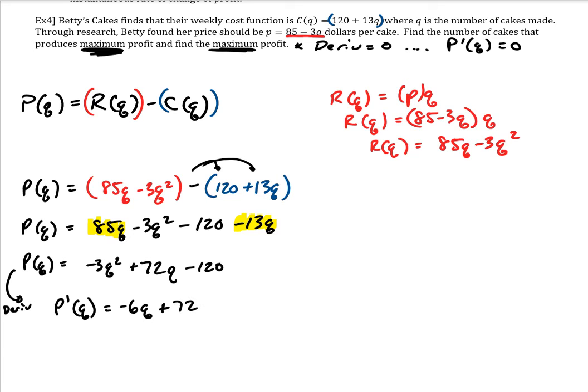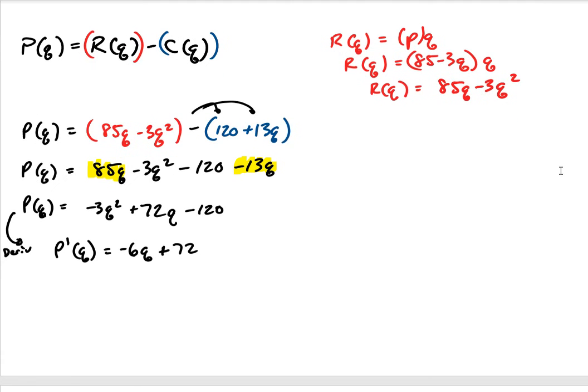All right, so we have our derivative function. And now that we have our derivative, we can set this equal to 0. So now we're setting our derivative equal to 0, and then we're going to solve for Q. So I just have to add the Q over. So we have 6Q is 72. And then if we divide by 6, we're going to get Q is 12.